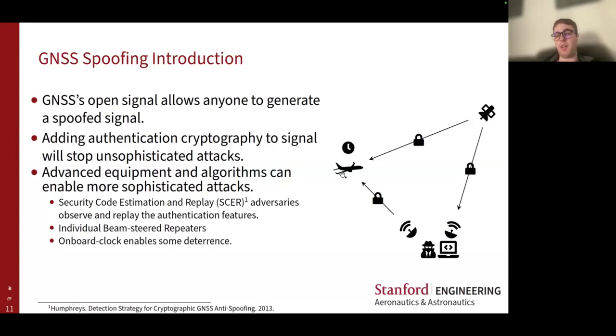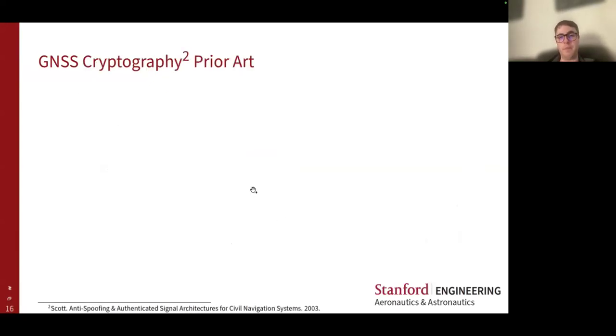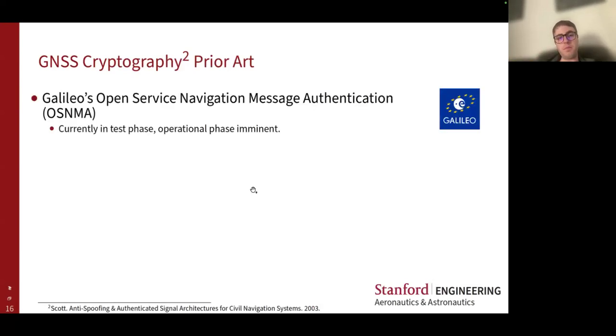If the receiver has an onboard clock, there are some deterrents. If the receiver's onboard clock has an uncertainty of less than 5 seconds and it receives a spoofed signal with the watermark 10 seconds later, then it should be able to reject those signals. But eventually the adversary will get better and better, and this delay and loop will be very short. Okay, so now moving on to GNSS cryptography prior art.